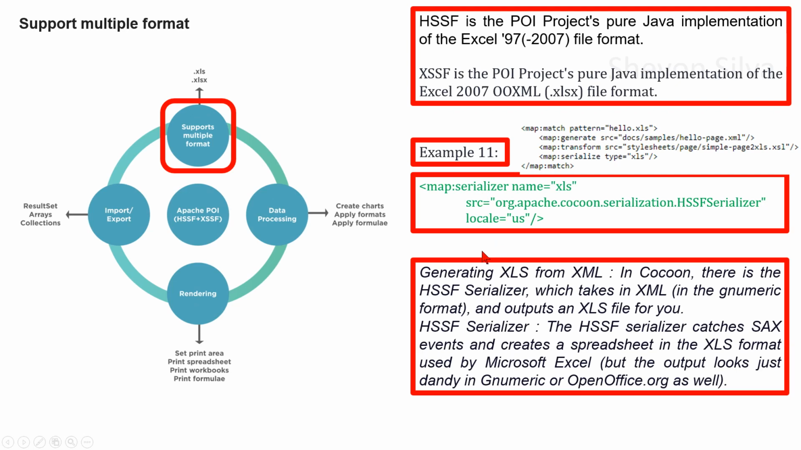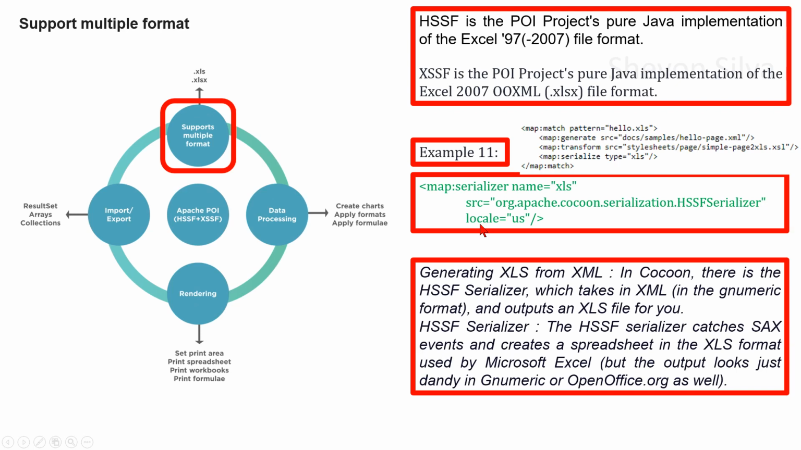Using the HSSF serializer is very simple. You will need a sitemap, of course. Once you have that, well, you are half there. Into the map:serializers section of your sitemap, add the serializer. The locale is optional and used only to validate numbers.